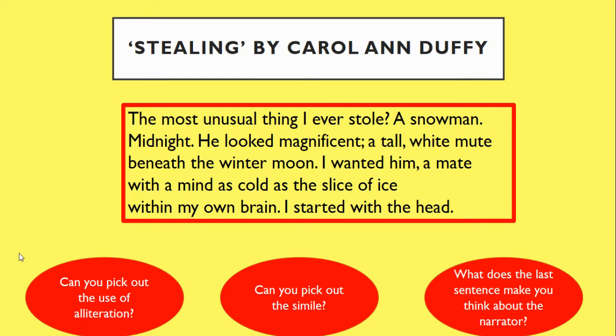What is simile? Give yourself 5 seconds to think about what a simile is. A simile is where we compare one thing to another using as or like. For example, she was tall like a lamppost. He was as fast as a cheetah. So the girl is compared to the length of a lamppost and the boy is compared to being as fast as a cheetah. Can you pick out a simile?